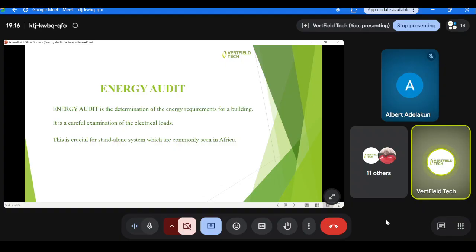Unlike in the old days, when a client would invite you for a system installation and you wouldn't bother to ask anything, that cannot happen in this modern age. Before you work on any facility, before you do any solar installation, you must firstly do a holistic design to find out what actually the client is going to be powering up.